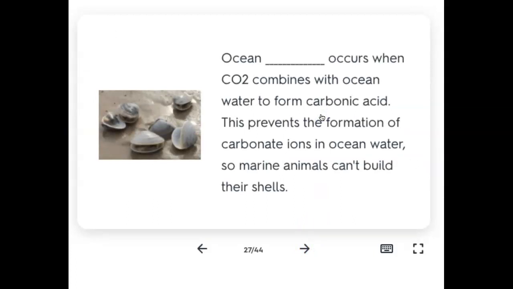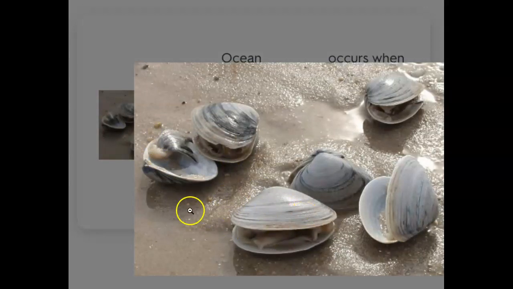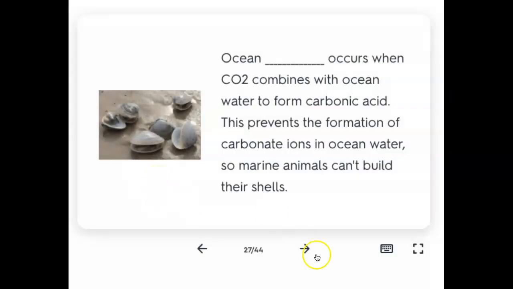Ocean acidification is going to occur when carbon dioxide mixes with ocean water, and when carbon dioxide and water mix together, it forms carbonic acid, and that can eat away at things like limestone and corals. So this prevents the formation of carbonate ions in the water, and that means that animals that rely on those carbonate ions in order to build their shells, like shellfish and the seashells here, clams, oysters, things like that, are not going to be able to build their shells. And so ocean acidification is going to mean that the organisms that require shells as their habitat and their shelter are not going to have shells, or they're going to have very flimsy, thin, brittle shells.